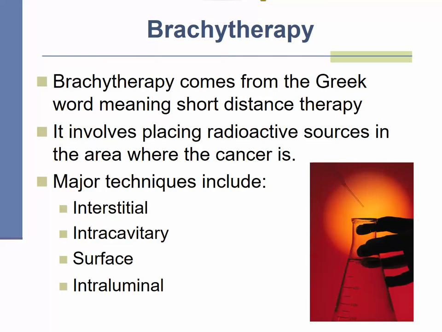Interstitial treatment involves inserting needles or catheters that will hold the radioactive source in the tissue. Intercavitary involves inserting an applicator that will hold the radioactive sources in the body cavity. Surface delivery involves placing the source of radiation directly on the skin surface. And intraluminal involves placing a catheter that can contain radioactive sources into the esophagus, blood vessels, and bronchus.